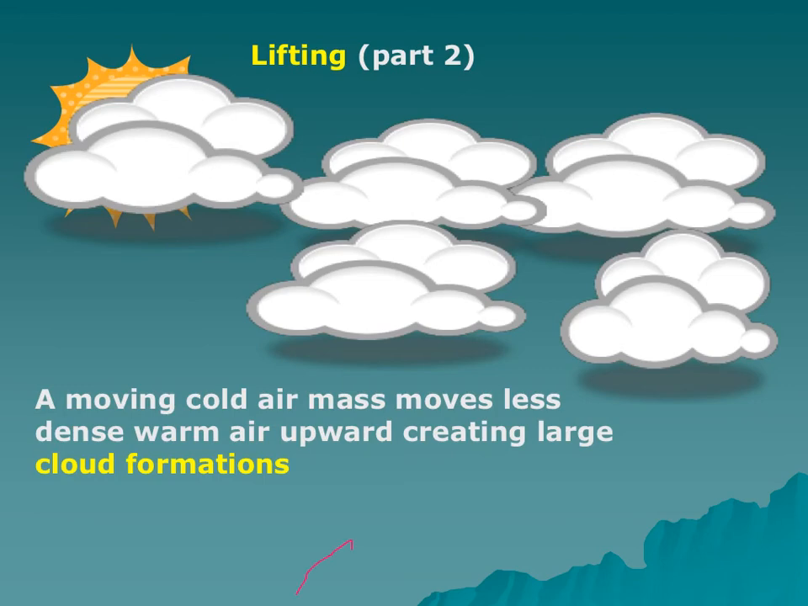Let me draw a little mountain here. There's a little mountain. So we have cool air that gets blown by the wind up the mountain. Well, as that happens, warm air that was already up the mountain gets pushed up and creates more and more clouds. So you get large clouds as that cool air starts pushing the warm air. That warm air's got to go somewhere. It doesn't just mix with the cool air, it gets pushed out of the way.